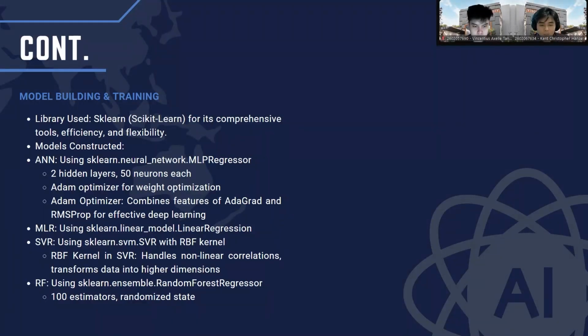The support vector regression model was implemented using the SVR model from the scikit-learn SVM library with the radial basis function, or RBF, kernel. And lastly, the random forest model was implemented using the random forest regressor from scikit-learn Ensemble, configured with 100 estimators and a specified random state for reproducibility.